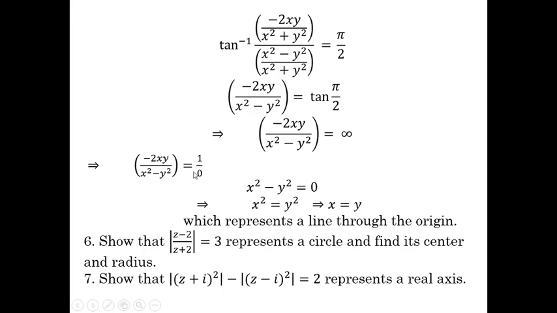Now take the cross multiplication, we get x square minus y square is equal to 0. That is x square is equal to y square. Square root on both sides, we get x is equal to y. This represents the straight line through the origin.